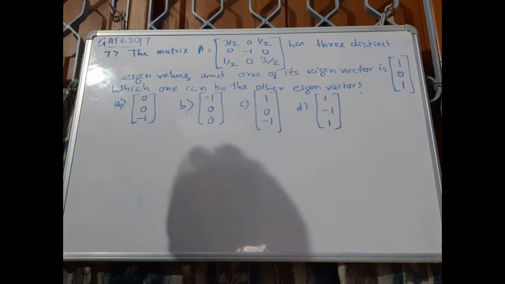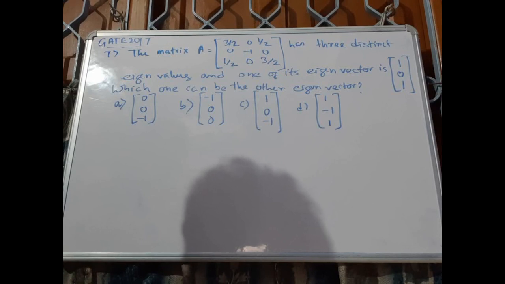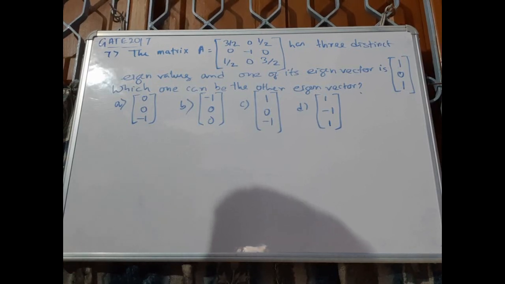This is problem number 7 of GATE 2017. The matrix A = [3/2 0 1/2; 0 -1 0; 1/2 0 3/2] has three distinct eigenvalues and one of its eigenvectors is [1 0 1]. Which one can be the other eigenvector? Option A: [0 0 -1], option B: [-1 0 0], option C: [1 0 -1], option D: [1 -1 1].